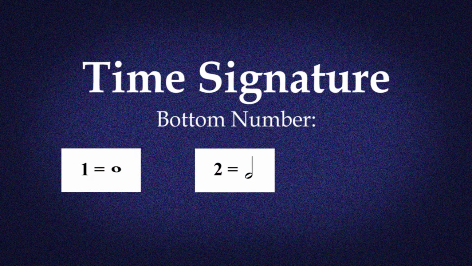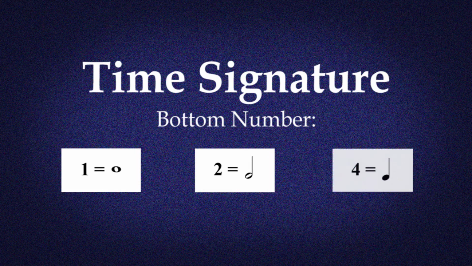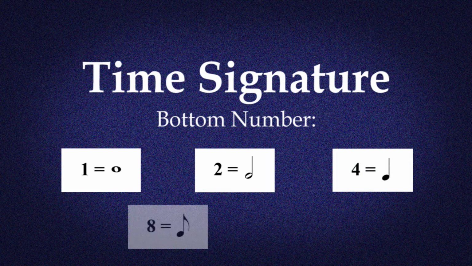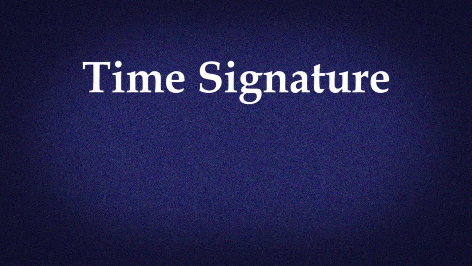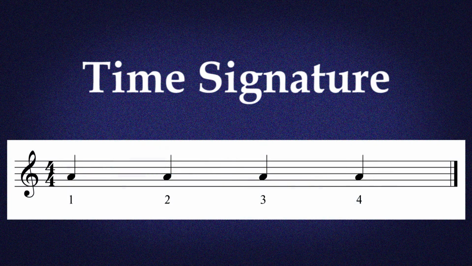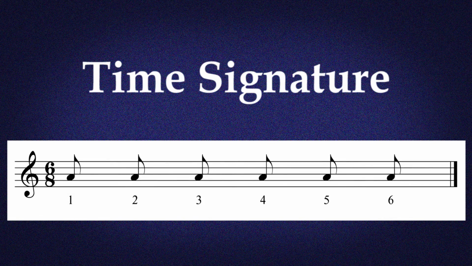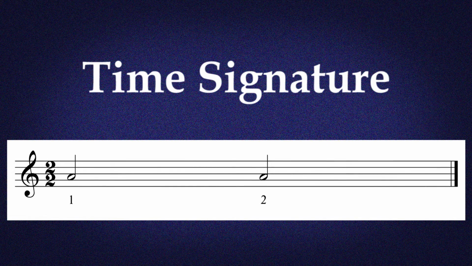If it's a 2, you're counting half notes. If it's a 4, you're counting quarter notes. If it's an 8, you're counting eighth notes. If it's a 16, you're counting 16th notes. So if your time signature is 4/4, that means there are 4 quarter notes in each measure. If it was 6/8, that would mean that there are 6 eighth notes in each measure. 2/2 would tell us there are 2 half notes in each measure.